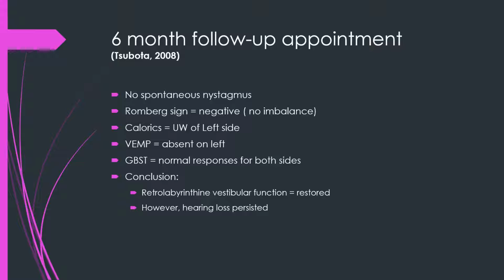So there was a 6-month follow-up appointment, and what they found was there was no spontaneous nystagmus. The Romberg sign was negative, so there was no imbalance. There was still caloric unilateral weakness on the left side. The VEMP was absent on the left side. However, the GBST showed normal responses for both sides. So what was concluded after the 6-month appointment was that the retrolabyrinthine vestibular function was restored. However, the hearing loss was persistent.